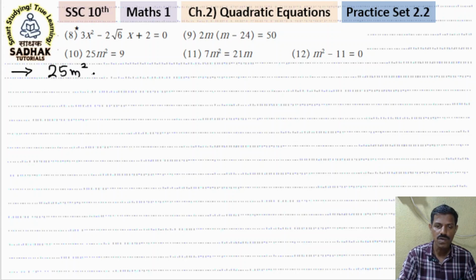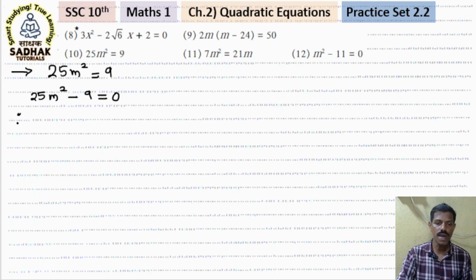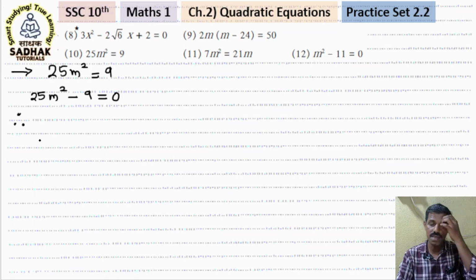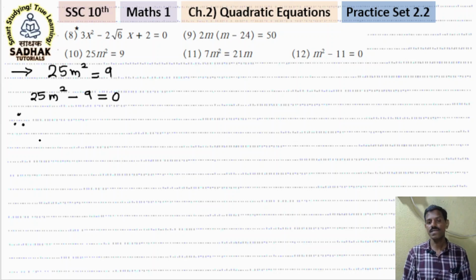25m square is equal to 9. Okay, then let us take this 9 from the right hand side to the left hand side. So that will give us 25m square minus 9 is equal to 0. Okay, now when we look at this sum carefully, we will see that the middle term is missing. So there is nothing to split here. Okay, so how will we factorize this?